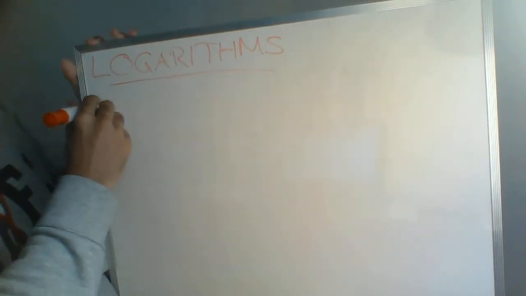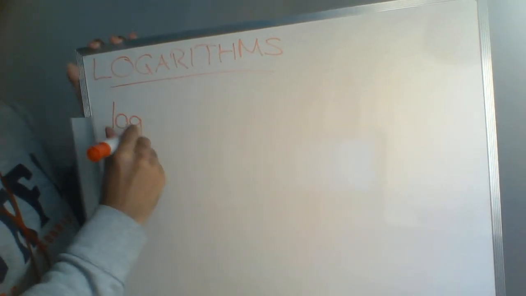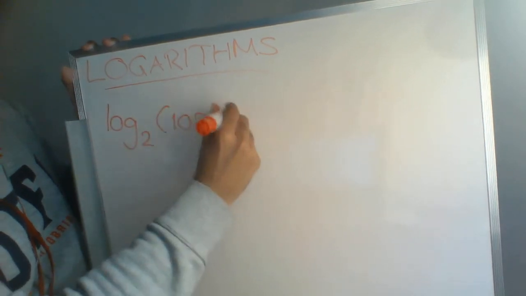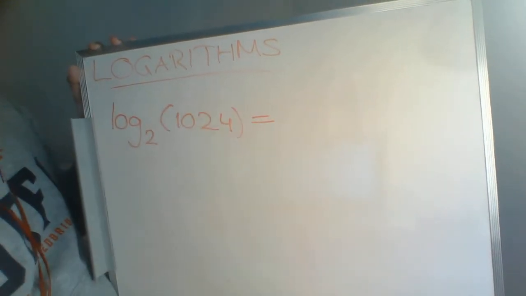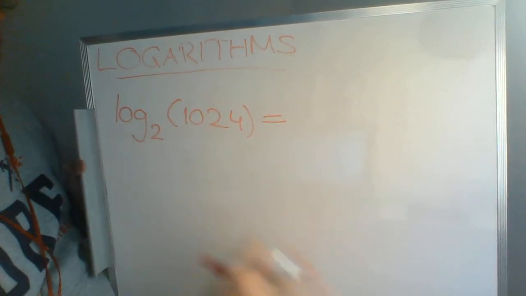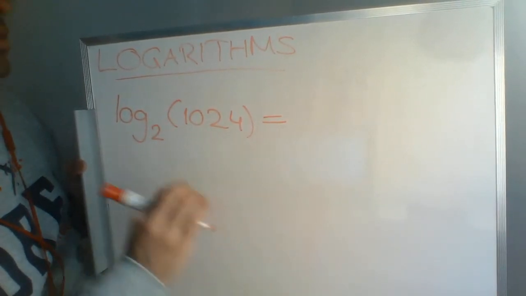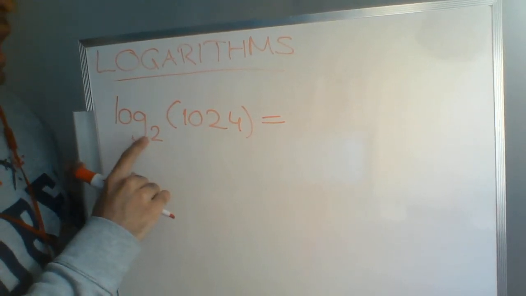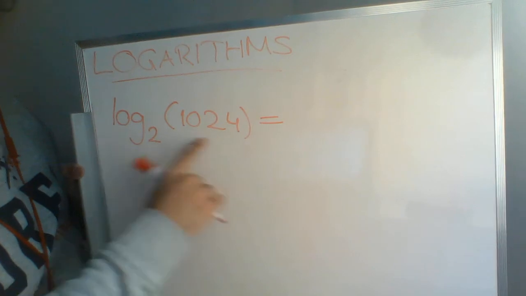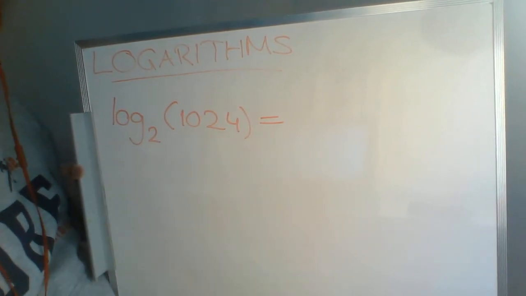next one we'll do is, let's do log base 2 of 1024. We want to know the answer to that. So, if we break down this notation, what it's trying to ask us is, how many 2's do we need to multiply together to get to 1024?